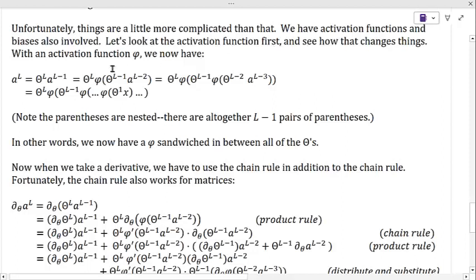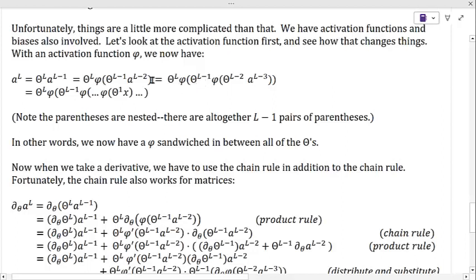All right? Now before, the final output was equal to theta L times AL minus 1. But in fact, this AL minus 1 is not just AL minus 2 times theta L minus 1. Now there's an activation function, and we'll use the same activation function for all the layers. Typically, that's what you do. So the difference between this case and the previous case is you insert an activation function at each step.